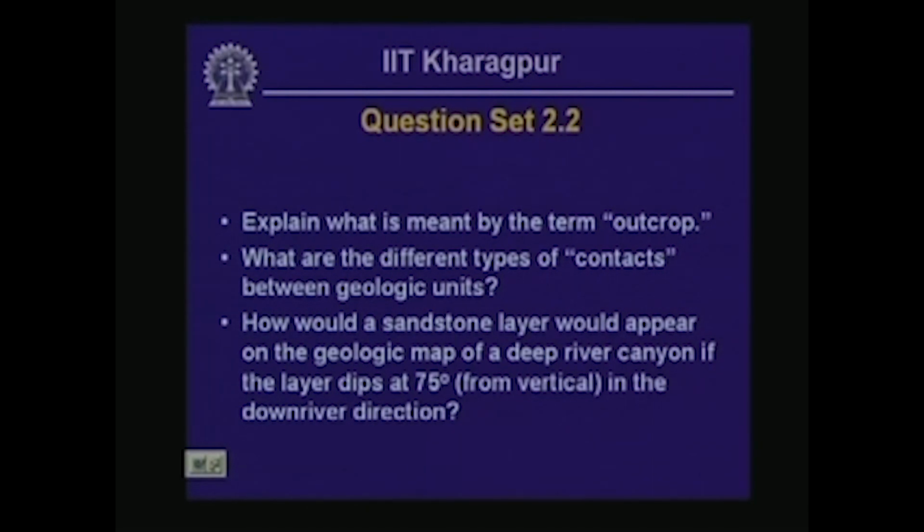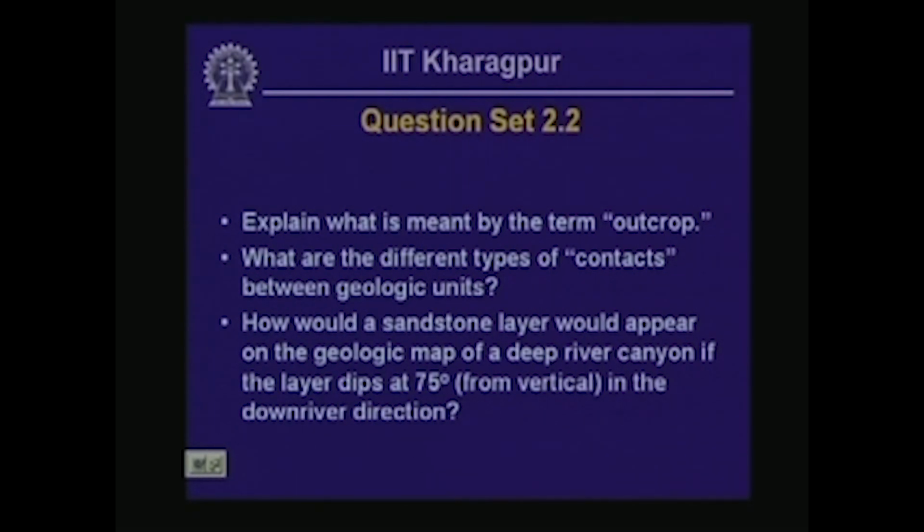Then the second question that I asked was, what are the different types of contacts between geologic units. We discussed this in great detail in one of the previous presentations, and the types of contacts that we considered at that time were conformal contact, non-conformal contact, and one of the types of conformal contacts, a type of contact called gradational contact. So, these are the three different types of contacts we discussed earlier.